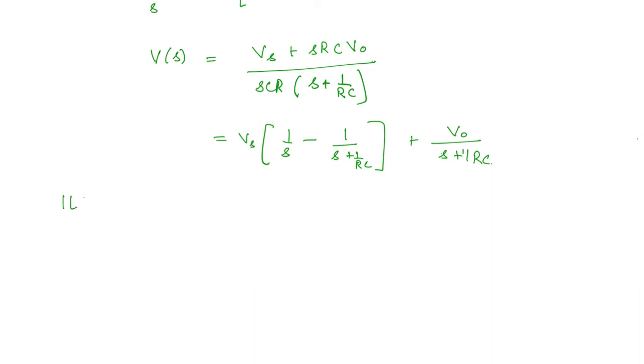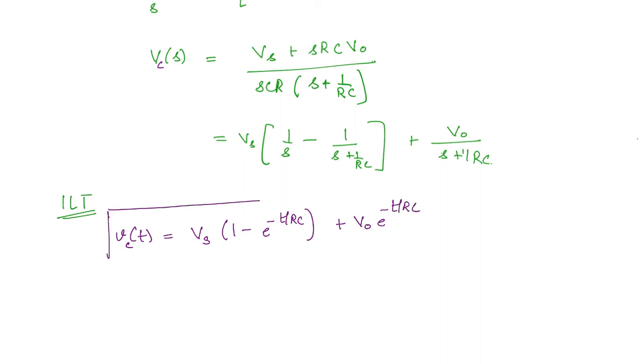So, we got it in a form where we can easily apply the inverse Laplace transform. Now, if you apply the inverse Laplace transform, you are going to get v(t), Vc(t), so here put Vc, voltage across capacitor. This is equal to Vs into (1 minus e to the power minus t by RC) plus V0 e to the power minus t by RC. This is the final output.